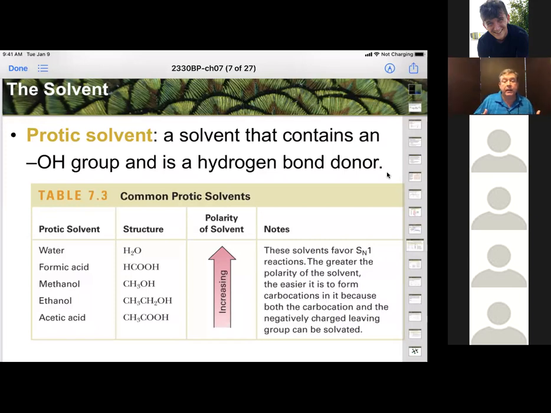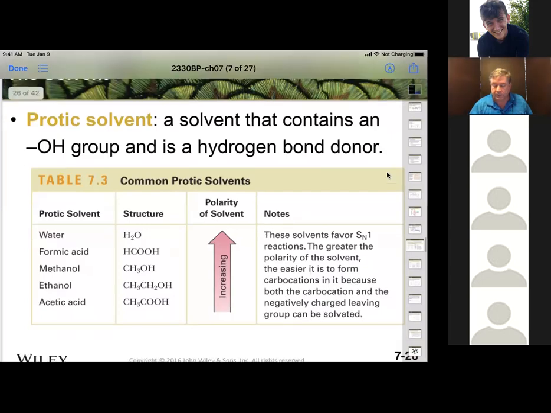The carbocation and the negatively charged leaving group can be well solvated. The negatively charged leaving group is solvated by the proton side of these solvents. The oxygens and the lone pairs stabilize the carbocation side of this. So that's why a protic solvent is a really good indicator that you're going to have an Sn1 reaction. You're going to form the carbocation.